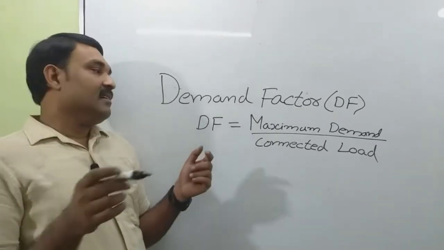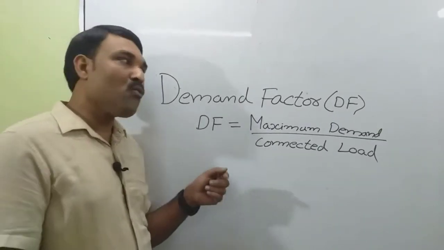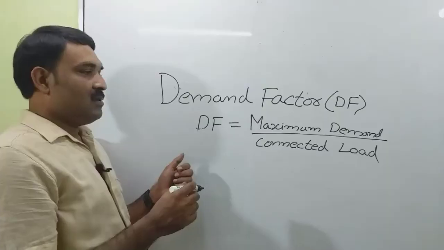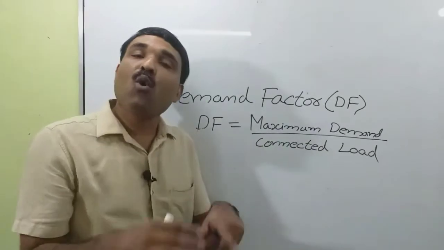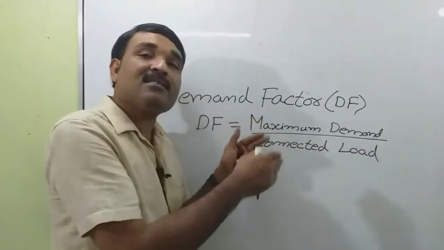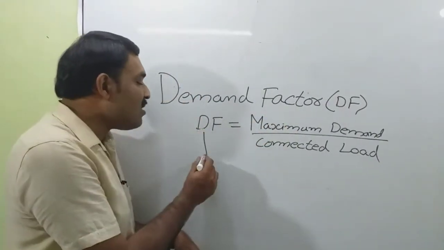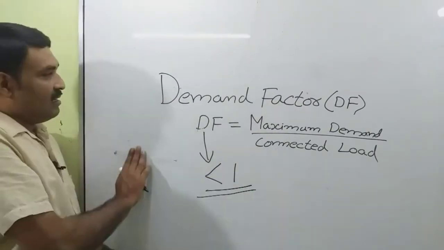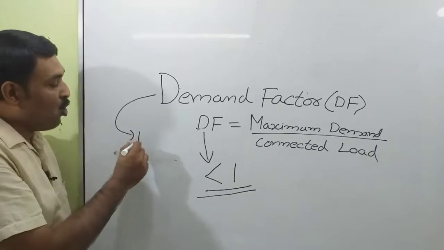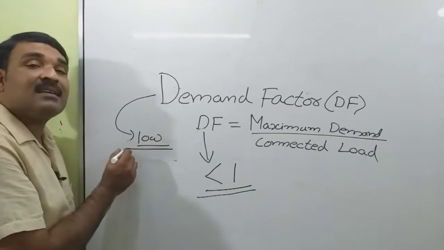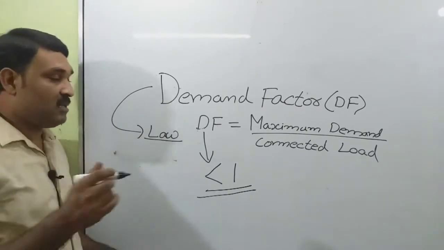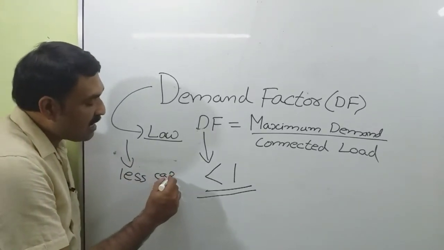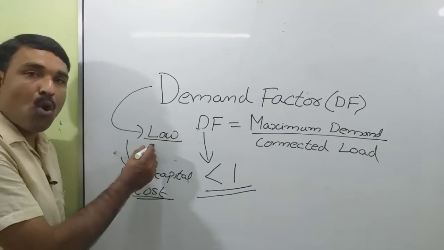Demand factor. It is defined as the ratio of maximum load demand to connected load. Since the connected load is always higher than the maximum demand, the value of demand factor is always less than 1. If the demand factor is low, that will result in less capital cost.